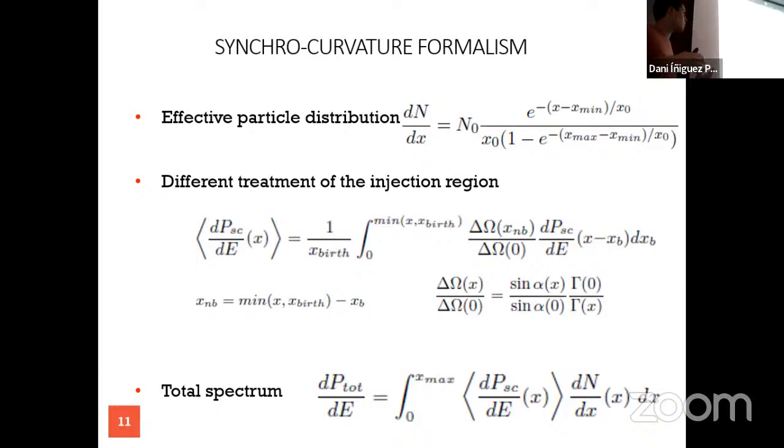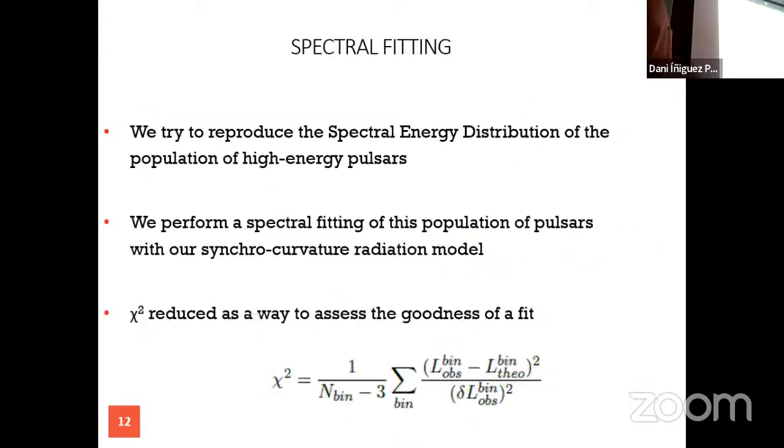Now, in order to compare our spectrum with the real spectrum, so to assess how similar are the spectra produced by our model to the observational spectral energy distribution of pulsars, we have to confront our model with real data of high energy pulsars. We do so by fitting the population of high energy pulsars with our model. We do a systematic fitting of all the population thanks to the effective approach that allows us to constrain the model parameters for all the pulsars.